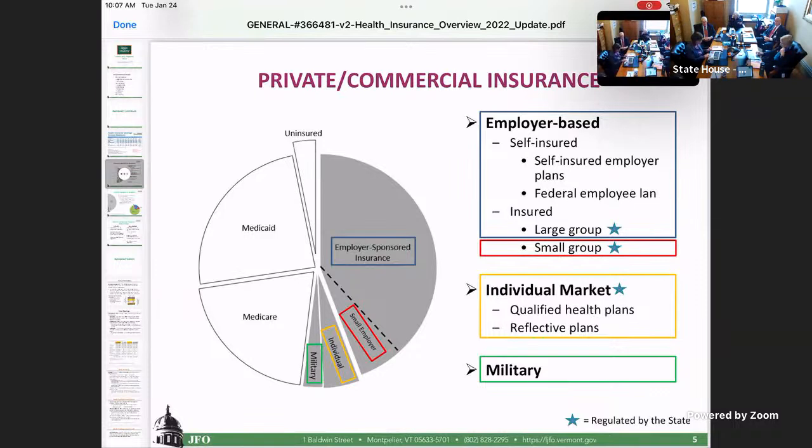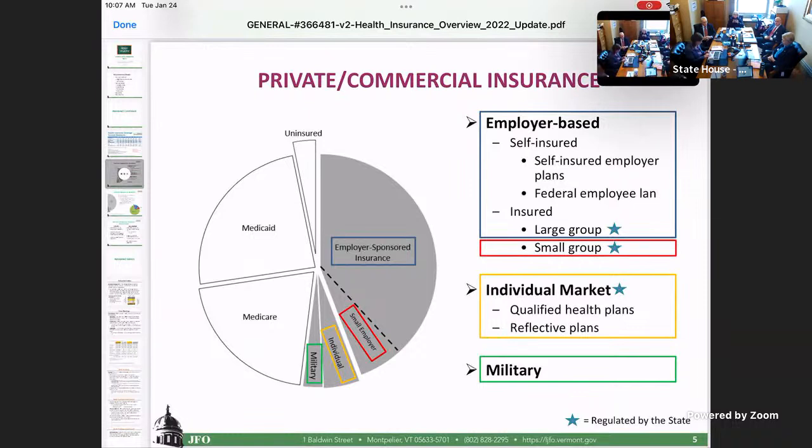Many people think about the private insurance market in terms of employer-based and the individual market. So that's who you get your insurance through. Most people get their insurance through some kind of employer-based insurance. That breaks out into folks who are self-insured, which I'll get into, which includes the federal employee plan. Then we have two different types of insured. We have what's called the large group, which is always employer-based. And then we have a small group, which is also always employer-based, but they're not always large companies. And then we have our individual market.